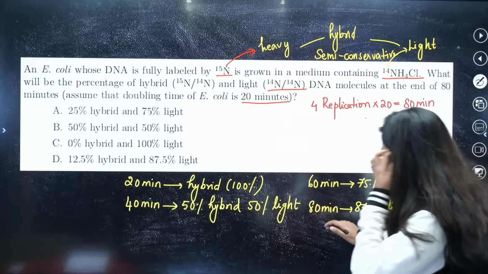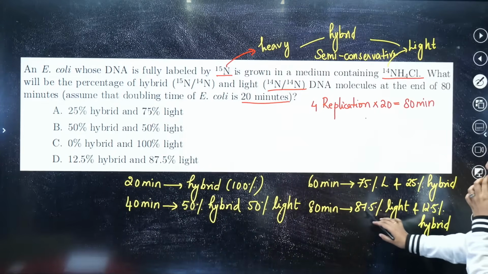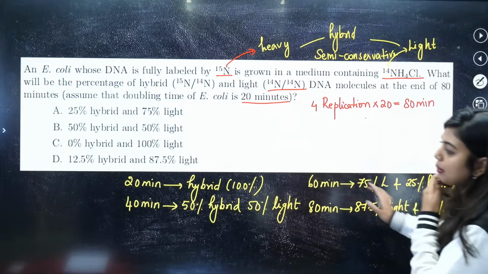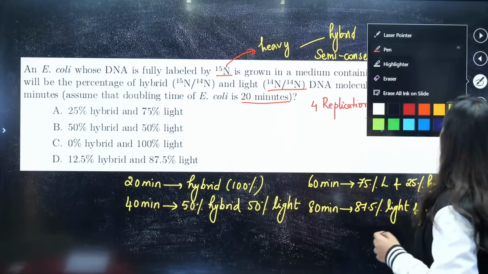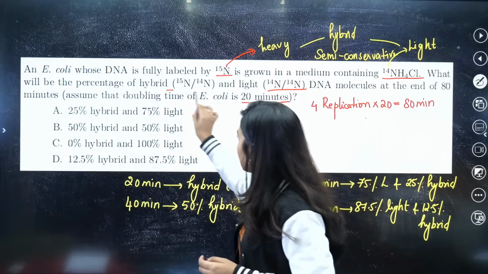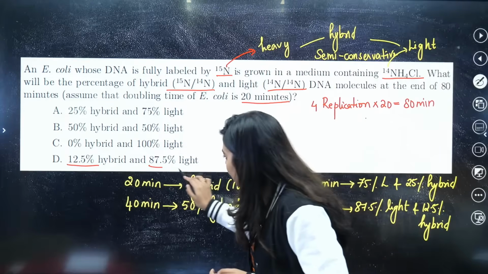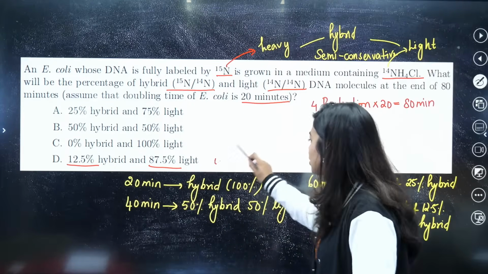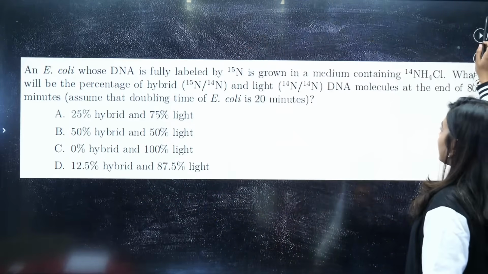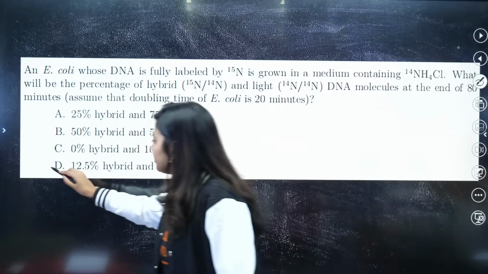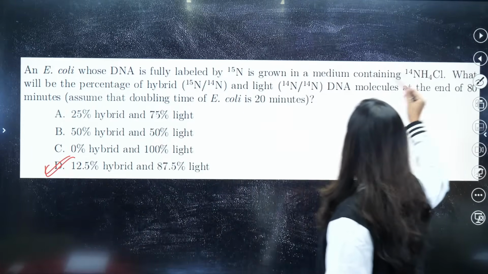D is the answer. See, look here. After 80 minutes, you're getting 87.5% light and 12.5% hybrid. Here the question is, how many hybrid am I getting? 12.5%. How many light am I getting? 87.5%. So the answer is going to be D. The answer is not always A. Okay, answer is D. Did you all understand?